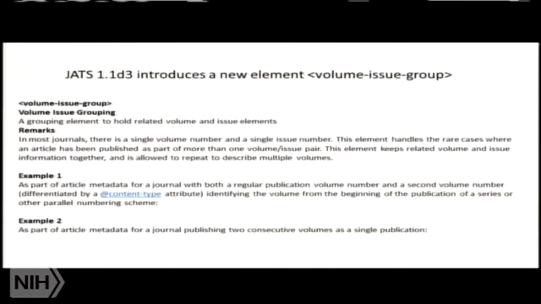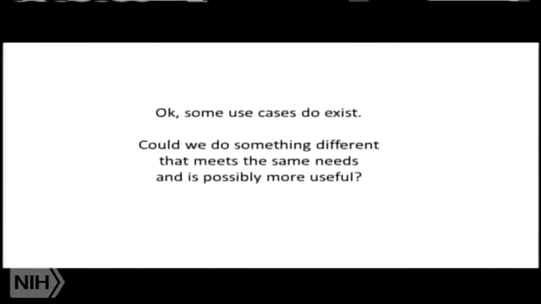I know it's something that we've encountered in our own archiving projects. Second use case was in a journal where a single issue spans more than one volume. I'll show the example a bit later, but it's a rare case, but it does happen. So the idea to add volume issue group seems like it addresses these needs, but I'm wondering if we can do something a little bit different that possibly is more useful in different scenarios.